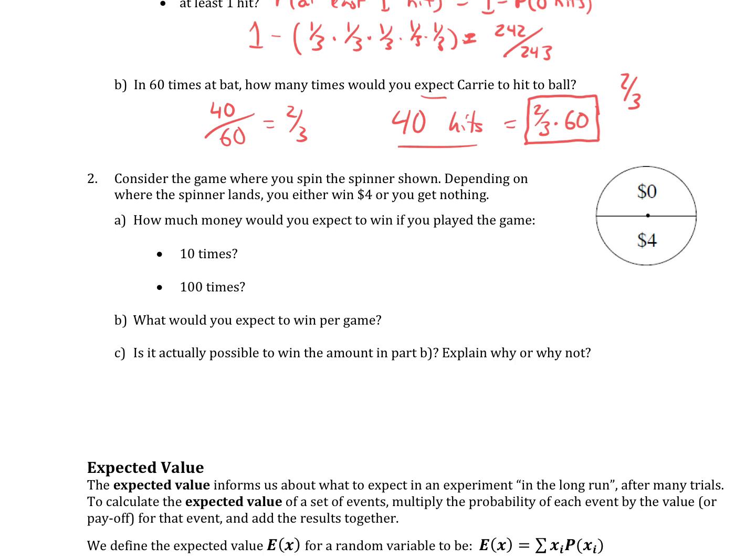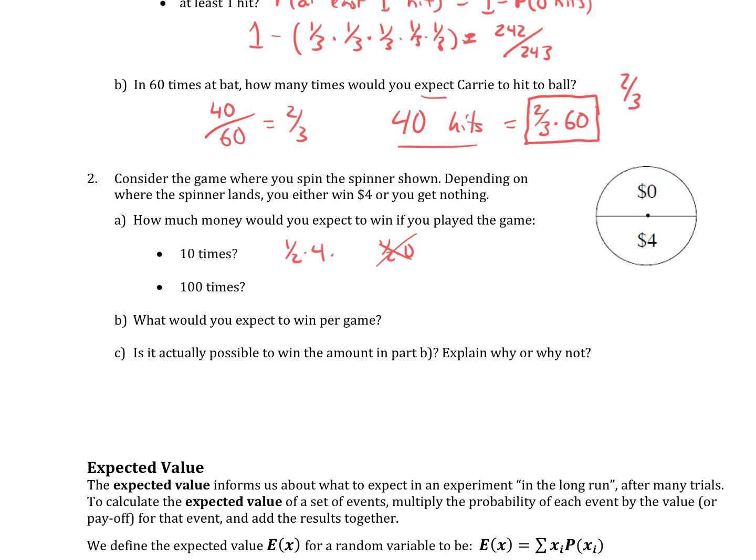Well, we would expect to win half of the time. We would get a 4 half of the time, and half of the time we would get a 0. That kind of doesn't matter for anything. But half of the time we would get a 4, and out of 5 trials, we would expect to win half of those times.